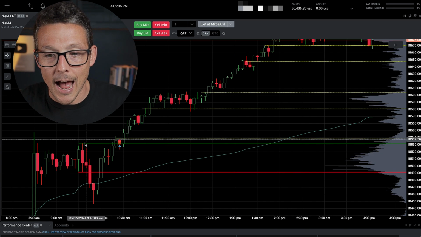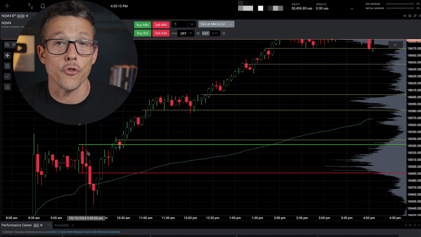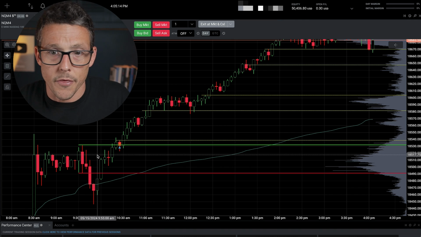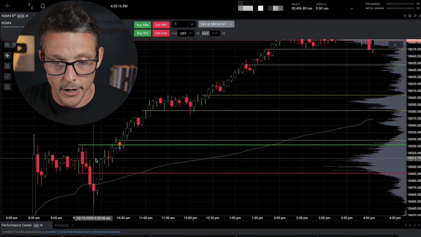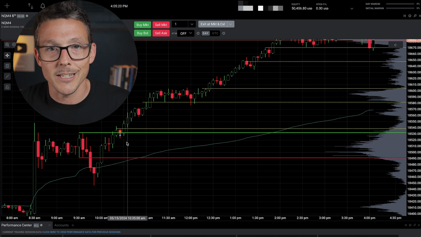Once I get that 15-minute range, I'm going to be looking for movement and trend out of that 15-minute range. I think this is known as a 15-minute breakout strategy. But what I'm looking for is really untested wicks.